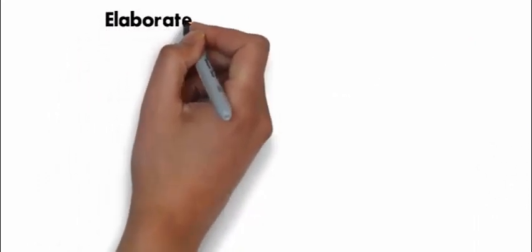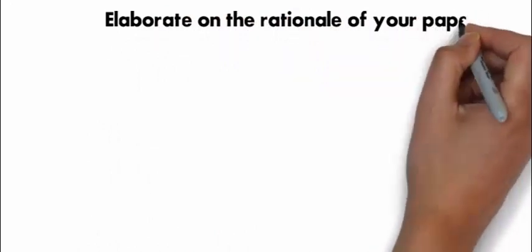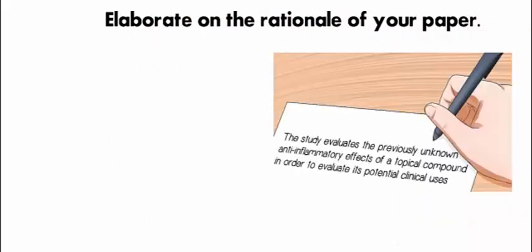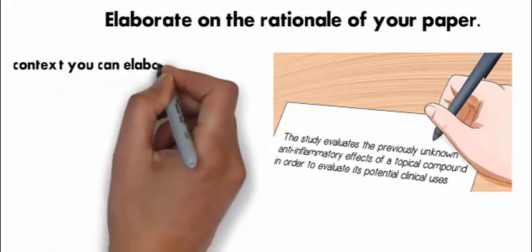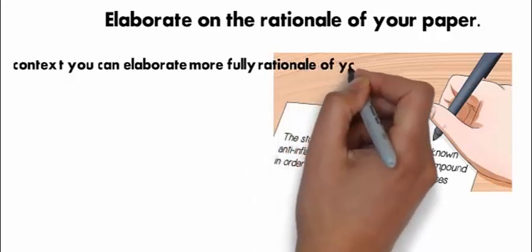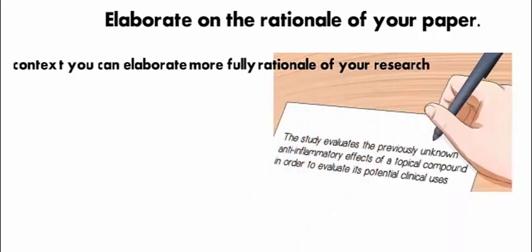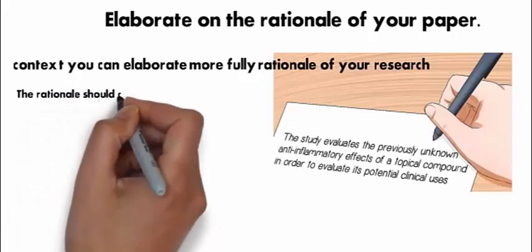Elaborate on the rationale of your paper. Once you have framed your work within a broader context, you can elaborate more fully on the rationale of your research and its particular strengths and importance. The rationale should clearly and concisely indicate the value of your paper and its contribution to the field.